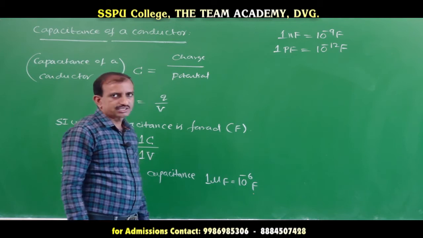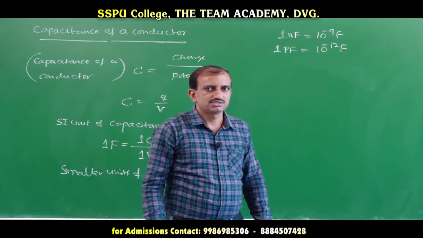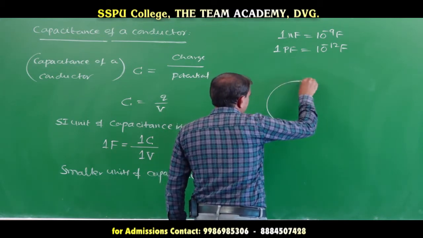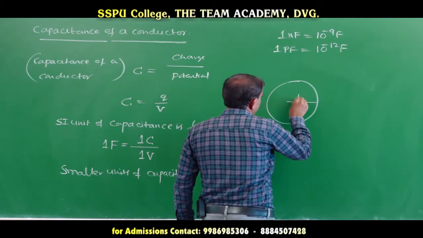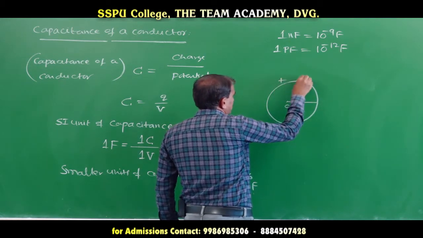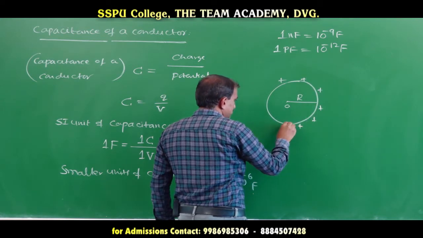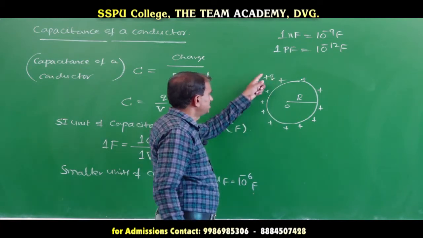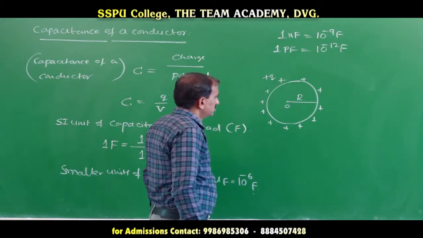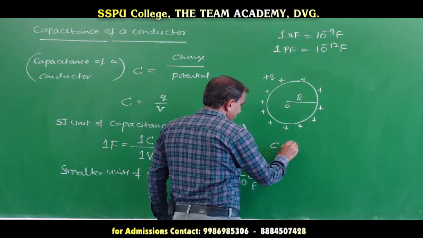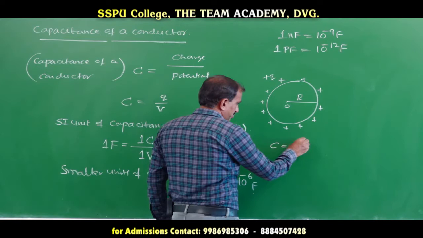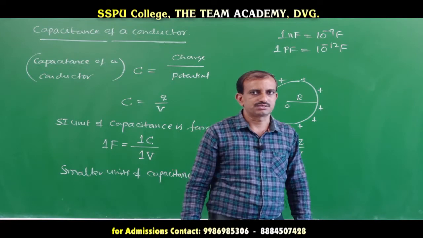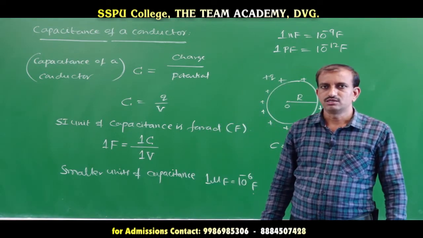Let us find the capacitance of a spherical conductor. Consider a uniformly charged spherical conductor. This is a uniformly charged spherical conductor of radius r. These are the charges distributed on the surface of the conductor, and this is the total charge plus Q. Now the capacitance of the spherical conductor is equal to Q by V, where Q is the total charge on the surface of the conductor and V its potential.